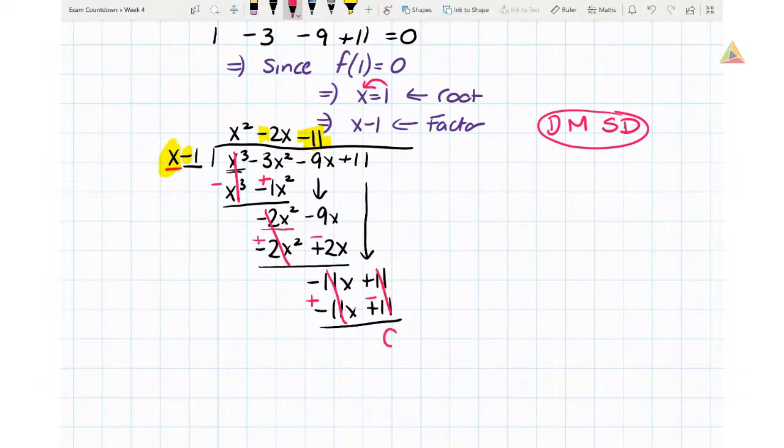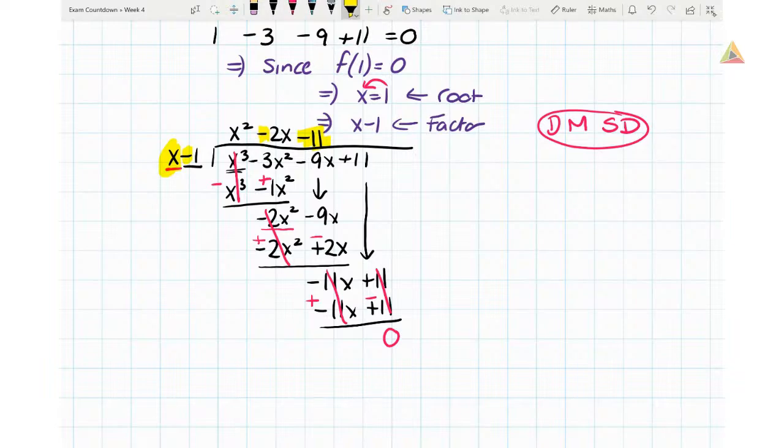And as we expected, because we knew it was definitely a factor, we end up with a remainder of 0, because it should divide in just like 4 divides into 12. Because it's a factor, this factor should divide into our cubic.